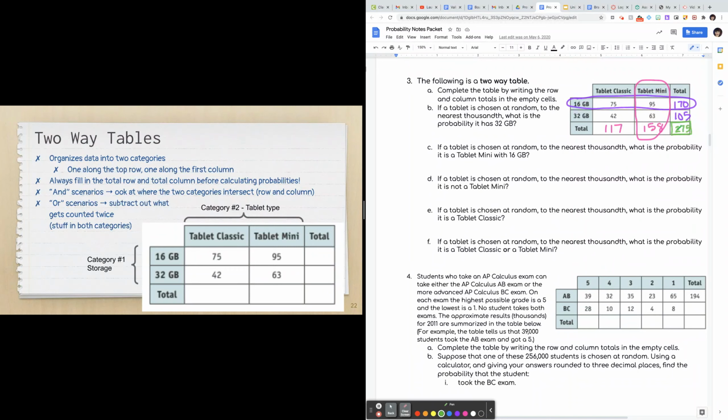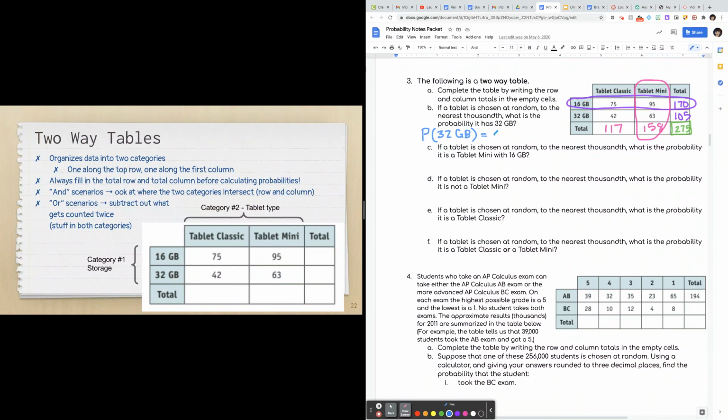So that's going to be very useful for me when I'm going through and solving the rest of these problems. So let's look first at just a basic one here, and then I'll talk to you about how we can figure out and scenarios and or scenarios in a two-way table. This first question says, if a tablet is chosen at random, what's the probability that it has 32 gigabytes? If I wanted to write that in probability notation, I would write the probability of a tablet that has 32 gigs.